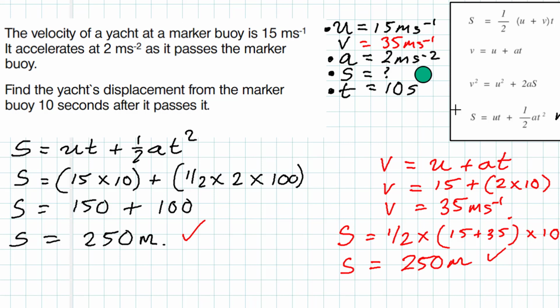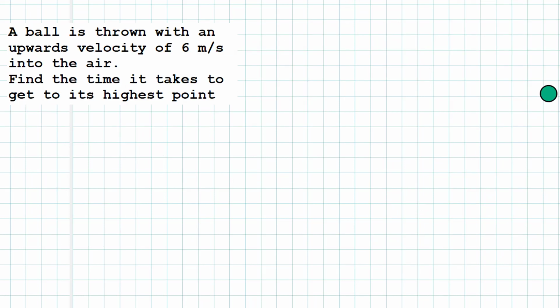Let's take a look at our final kinematics problem. A ball is thrown with an upward velocity of 6 metres per second into the air. Find the time it takes to get to its highest point. Now, we're not given much information here, so we put down our ordered list of kinematic variables as normal. So we put down U, our initial velocity, V, our final velocity, A, our acceleration, S, our displacement, and T, our time. And let's fill in as much as we can here.